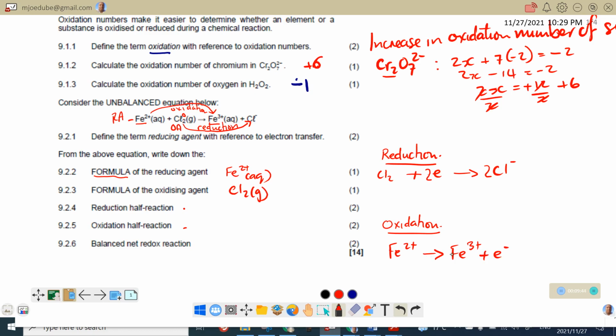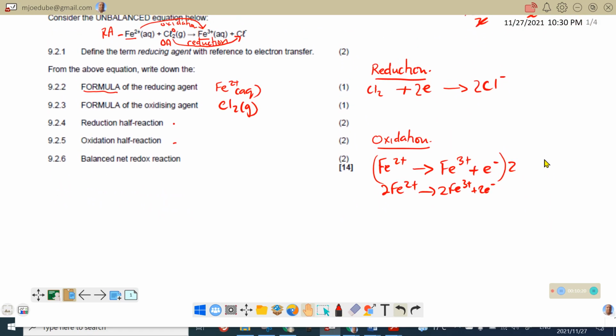But now the electrons that are lost by the iron 2+ are the same electrons that need to be gained by the chlorine to give you the chloride. So what happens? This required 2 and this was giving only 1. So what you would do is multiply this by 2 to balance it, and then you would have 2Fe2+ to give you 2Fe3+ plus 2 electrons, right? So now the number of electrons balance, and therefore it becomes plausible for you to balance that equation that way.